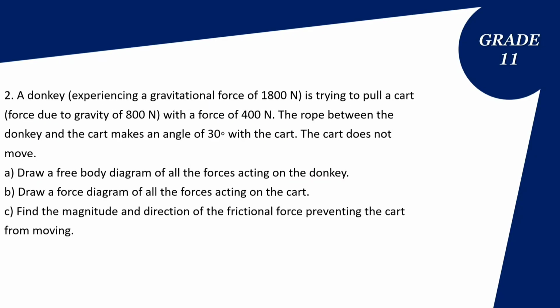Second one. A donkey experiencing a gravitational force of 1,800 newtons is trying to pull a cart, force due to gravity of 800 newtons, with a force of 400 newtons. The rope between the donkey and the cart makes an angle of 30 degrees with the cart. The cart does not move.